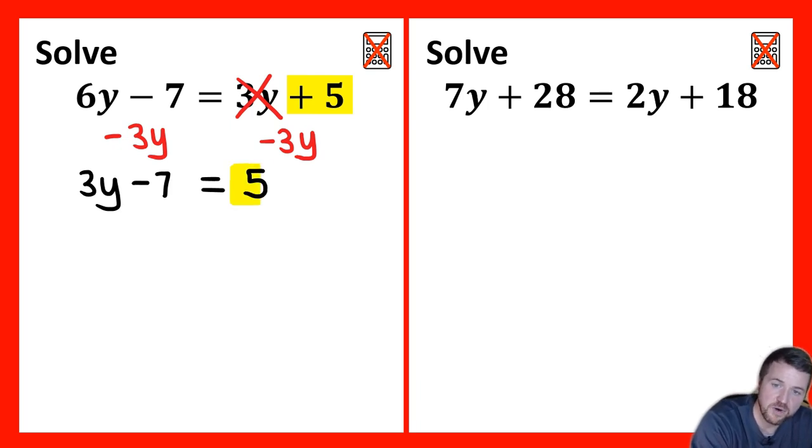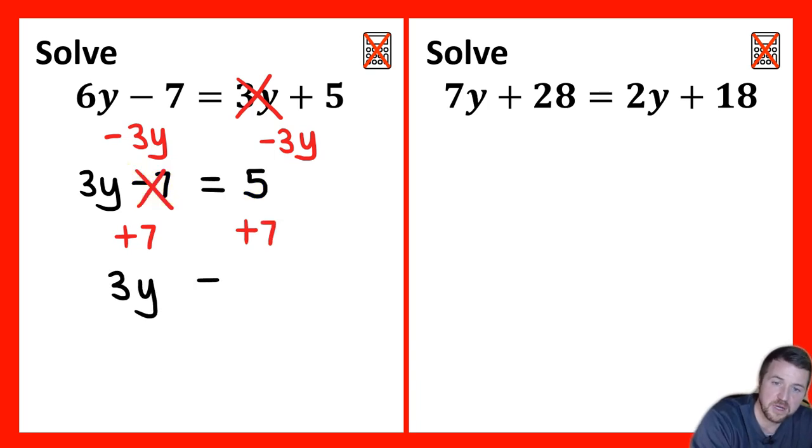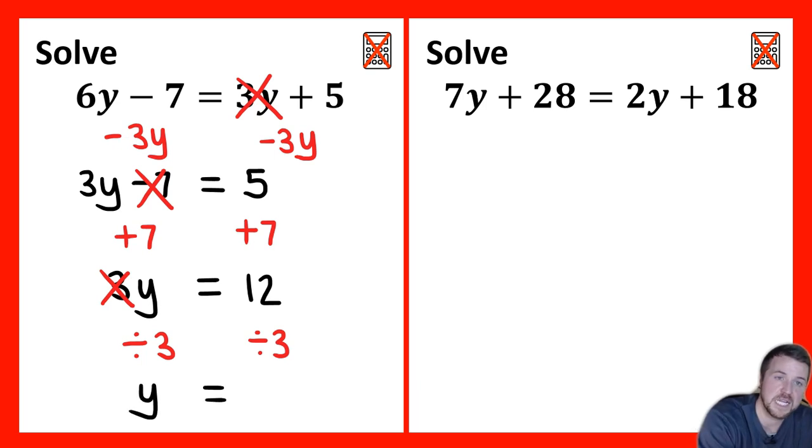As you can see, I already have the constant of 5 on the right-hand side, so I can eliminate the negative 7 by applying the inverse operation and adding 7. Because the equation's balanced, I'll also need to add 7 to the right-hand side, leaving me with 3y on the left-hand side. 5 plus 7 gives me 12 on the right-hand side. Lastly, since 3y is equal to 12, I can eliminate 3 by applying the inverse function and dividing through by 3. So dividing by 3 on both sides of the equation leaves me with y equals 4 as my solution.